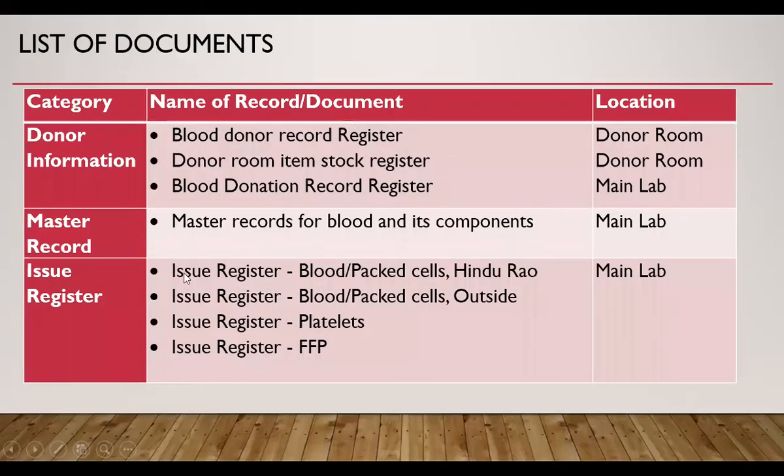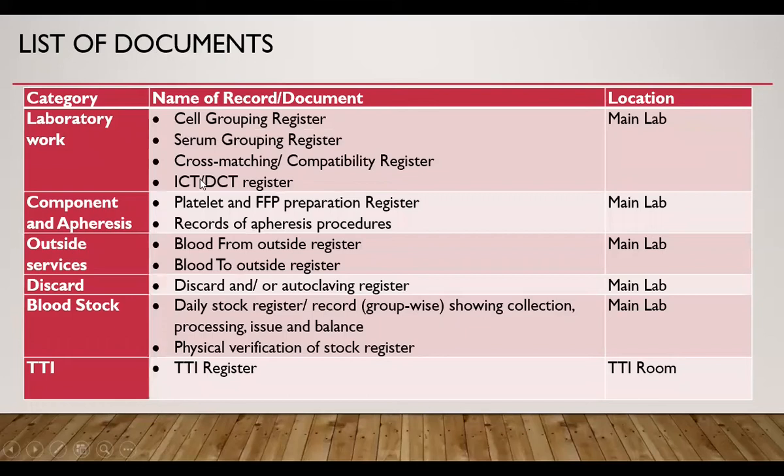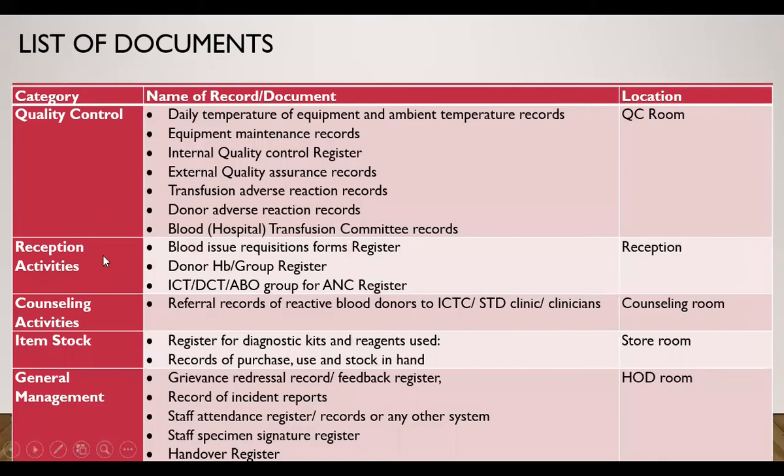These are some of the list of documents in a blood bank. These are the registers related to donor information, then a master record register. Then the registers related to blood and component issue. These are the registers related to laboratory work. Then registers related to component and apheresis, registers of outside services. Then registers of blood and components discarded. Then registers related to blood stock. Then registers related to transfusion transmitted infections. Then registers related to quality control. Registers related to reception. Registers related to counseling activities. Registers related to item stock and inventory. Then registers related to general management.